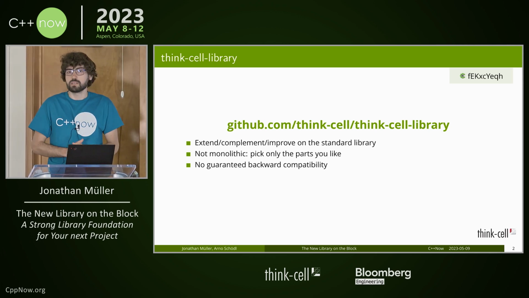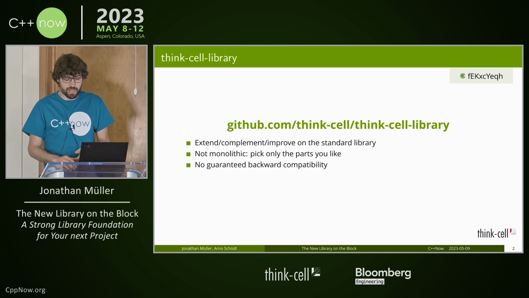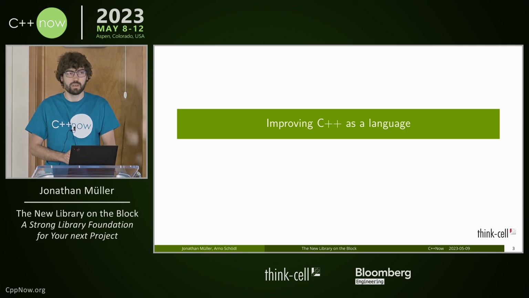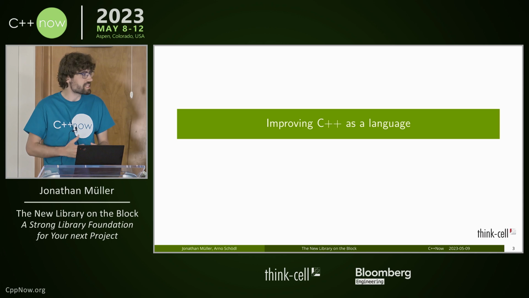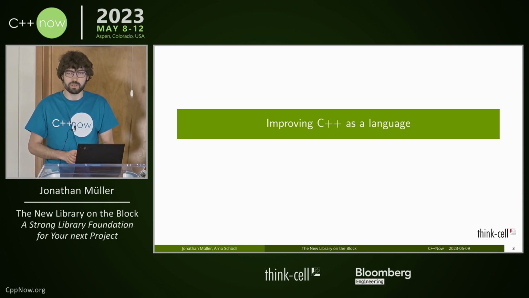So the library contains various components. For the purposes of this talk, I've split it into 4 parts. The first part are components that improve C++ as a language. Given all the talks about C++ successor languages, we all know that C++ isn't perfect. And we can fix some of those flaws with creative use of library features.